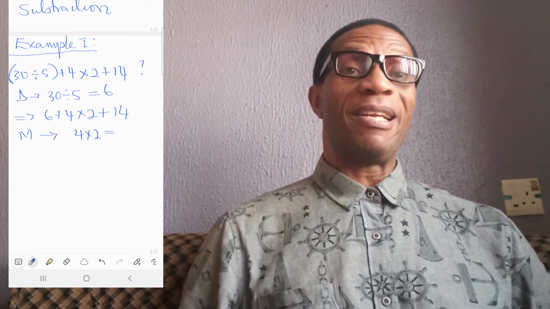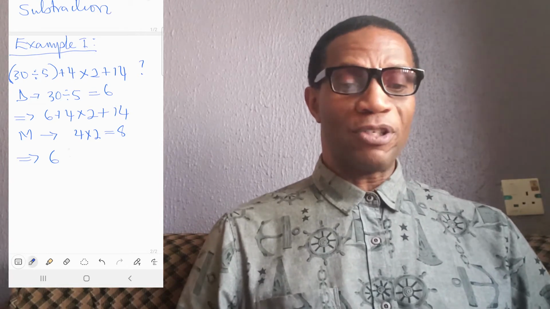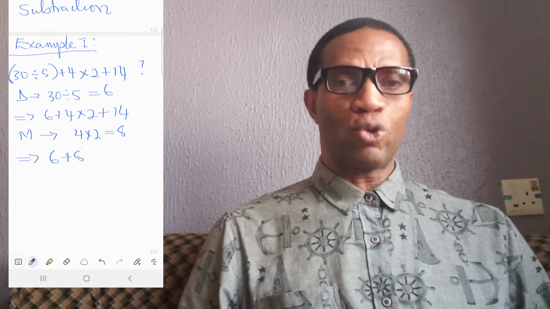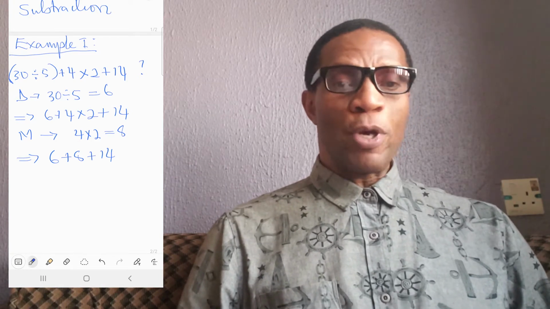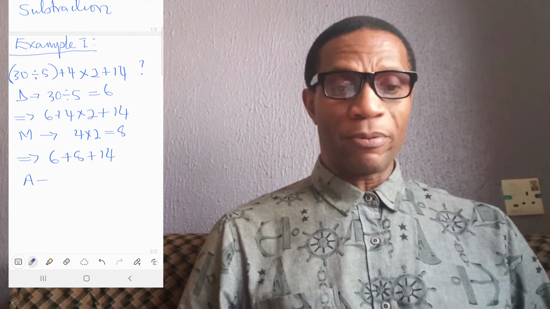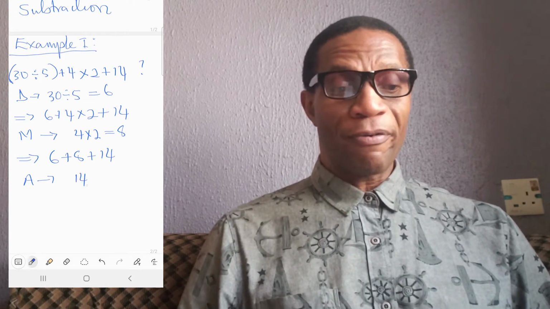And then what is left is addition. So we'll do all the additions. 6 plus 8 is 14, and 14 plus 14 gives us 28, which is the answer for the first example. Now we'll take on our second example in trying to use the BODMAS method to resolve fractions.